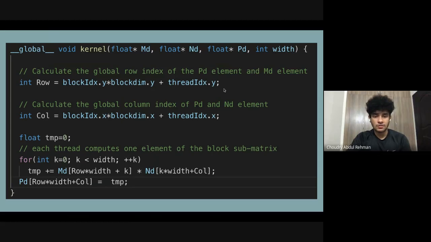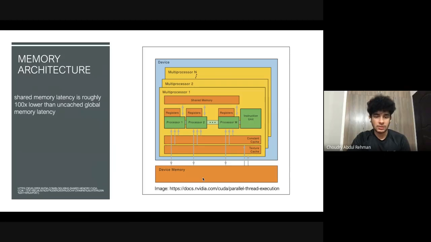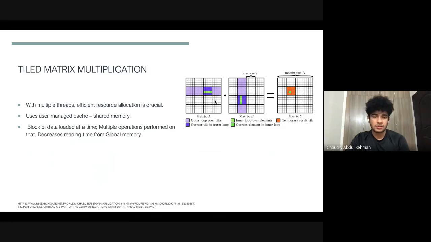As you can see, this is the code for my matrix multiplication that runs on GPU. Here I assign row and column, then I iterate through those rows and column and compute the final element. So for my improved version, I'd have to go through the memory architecture of CUDA machines. We have a thing called shared memory, which has roughly 100 times lower latency than global memory. You can use it as a user managed cache for better performance.